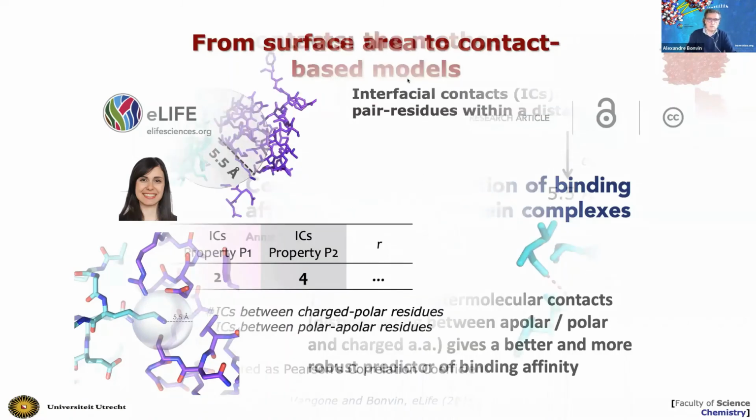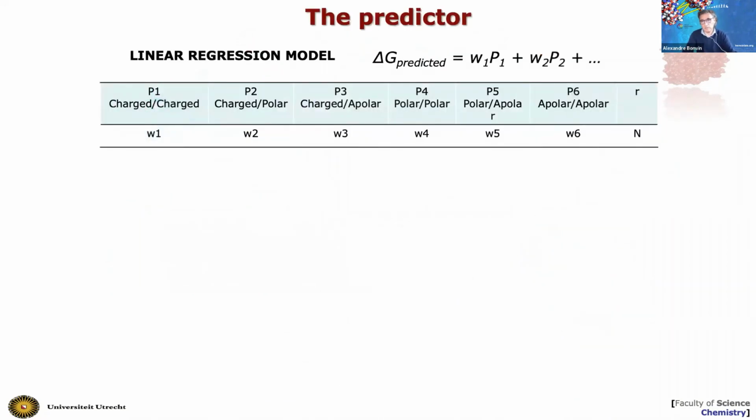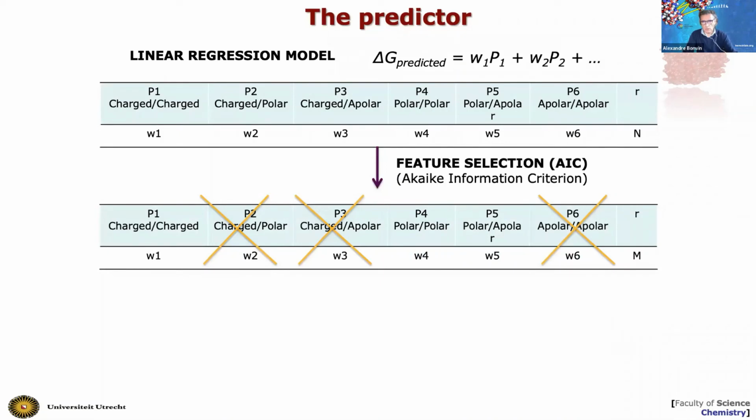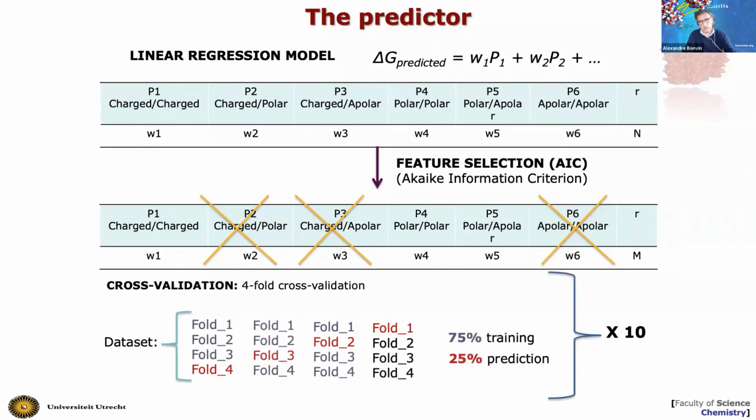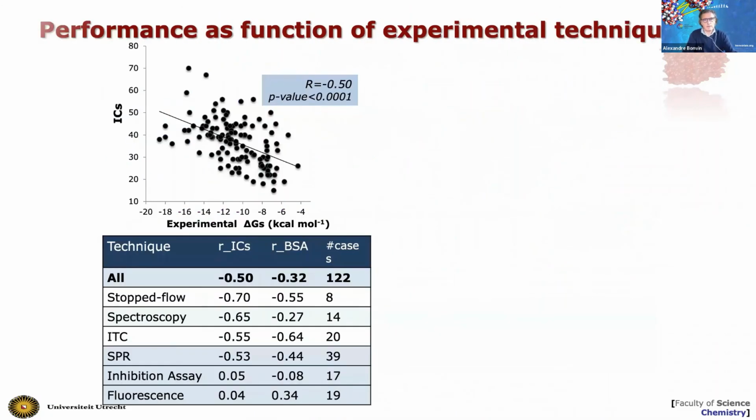So she developed a model which basically considered the residue-residue contacts at the interface of protein complexes by counting all the contacts up to 5 angstrom. And then we classify those contacts into different types of contacts: polar-polar, charged-polar, all of this. We do a feature selection, so this is more machine learning, to remove things that are irrelevant. Cross-validation, everything. We use the same data set. So this is the model.